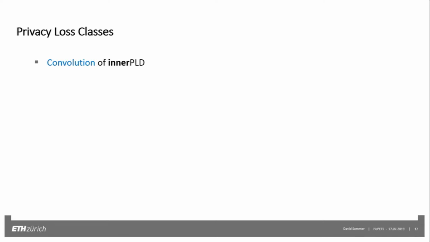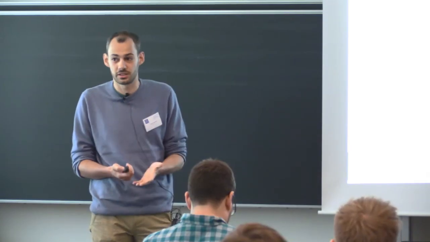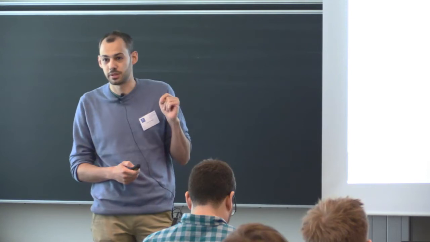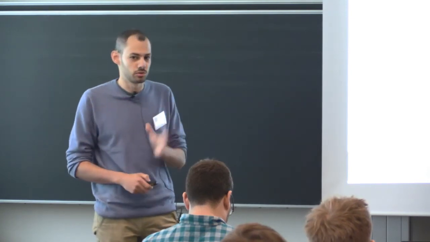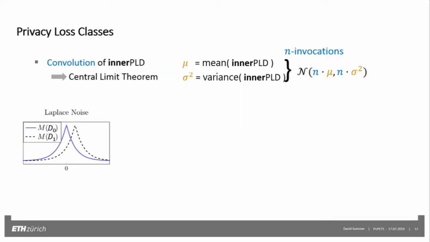I hope you remember the title of the talk, Central Limit Theorem Applies, which, as a short recap: if you have the mean and the variance of the inner PLD under independent composition, this converges against a normal distribution, whose parameters we can predict. And it converges usually quite quickly, though mathematically not that fast. As an example, when we have Laplace noise here, this is the common literature example. Two inputs. The talk before, Sarah showed the same example with Laplace noise.